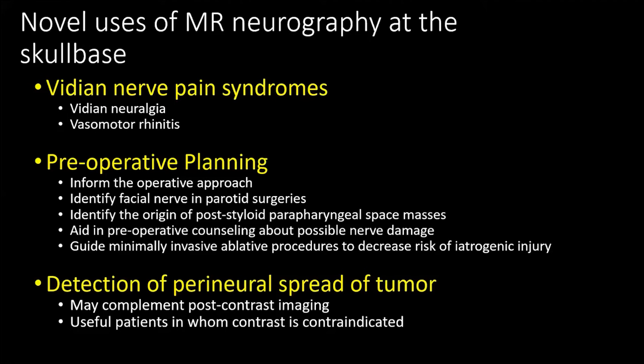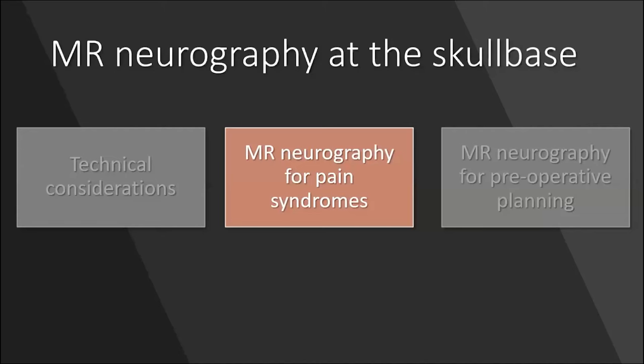And then of course, we also have used it in patients where we're concerned about perineural spread of tumor, but for whatever reason, the patient cannot receive gadolinium contrast material. Okay, so let's talk about the big use of cranial skull-base neurography, which is for pain syndrome.